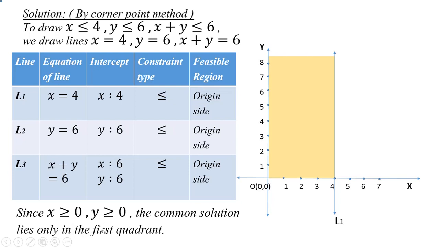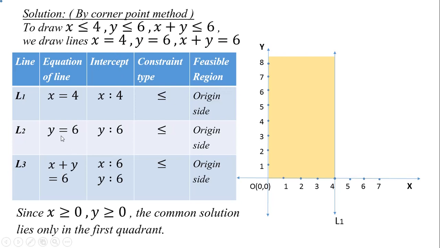X is greater than or equal to 0 and y is greater than or equal to 0. So the part which is in the first quadrant such that x is less than or equal to 4, on the origin side of this line, this line is L1. So this part is the solution set of this first constraint, x is less than or equal to 4.